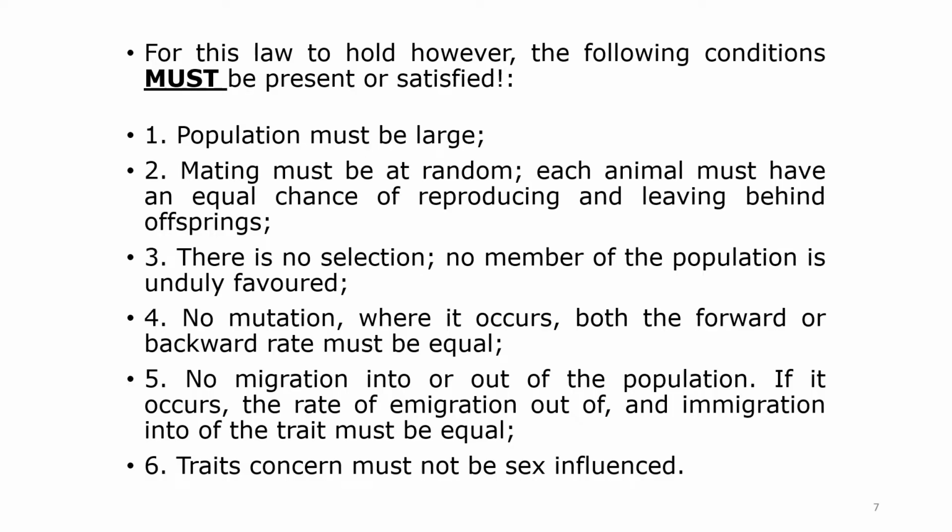In such a population, there should be no selection. No member of the population is to be unduly favored, because when you select either for feeding or for reproductive purpose, you are giving favor to that particular member. Mutation is not expected to occur in this population, and where mutation occurs, both the forward and the backward rate must be equal.